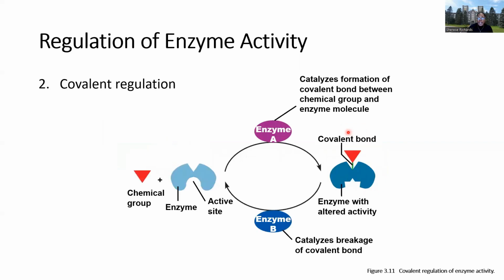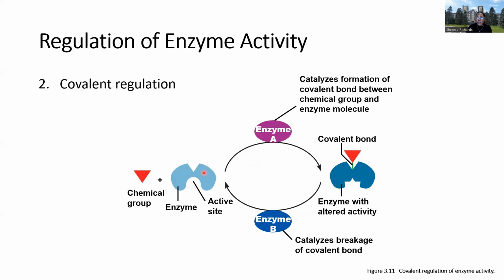The second way that we can regulate enzymes is by covalent regulation, so by covalently binding another compound onto that enzyme. One of the more common chemical groups that we bind onto enzymes is a phosphate. And we will talk about this quite often when we look at cellular respiration, etc. But we can bind a chemical group. Here's our chemical group, again, typically a phosphate, but it can be other things, bound onto the enzyme. And that will encourage the enzyme to do something different.